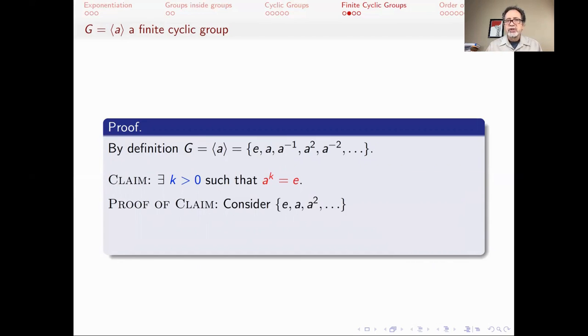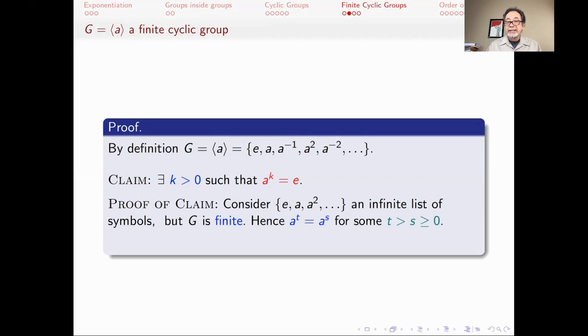Why would that be? Consider e and all the powers of a. This is an infinite list of symbols. It's not an infinite set because there might be repeats, but it's an infinite list of symbols. But g was finite, so there must have been repeats. And so a to the t and a to the s must be the same for t greater than s, and s is some integer greater or equal to 0. A to the minus s is the inverse of a to the s. If you multiply that on both sides, you get a to the t times a to the minus s is e. And that says that a to the t minus s is e. Let k be t minus s. Because t is greater than s, k is positive. And now we have that a to the k is e.